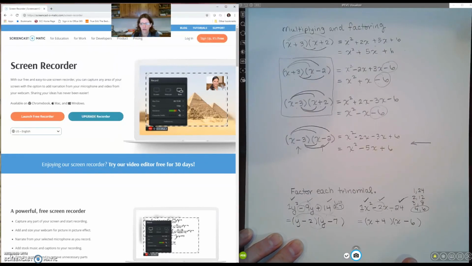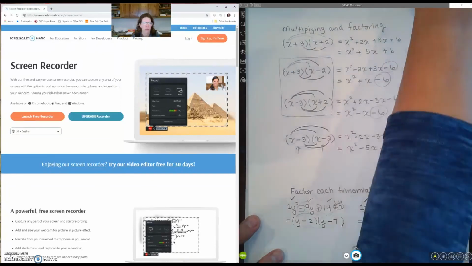There we have factoring trinomials with a leading coefficient of 1. Good luck with those.